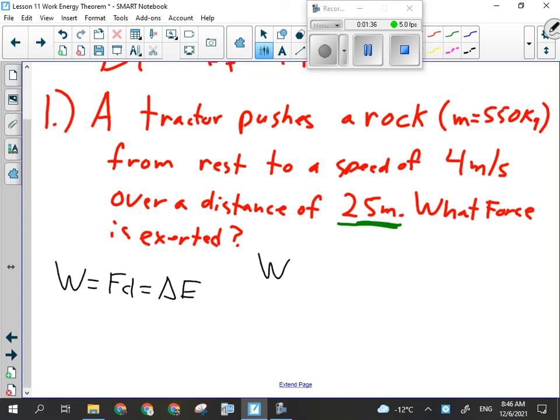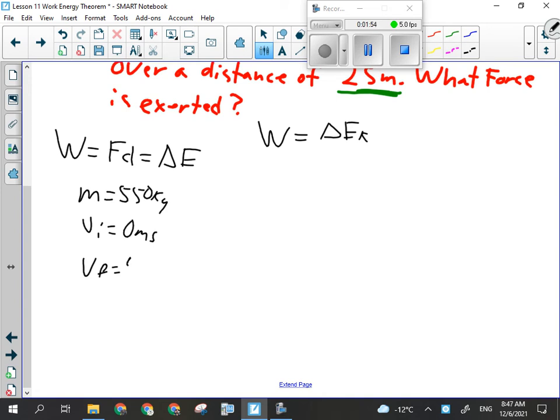So we say work is a change in, in this case, kinetic energy. Right? Our givens here are the mass of the rock, 550 kilograms. Okay? The initial speed, 0 meters per second. Okay? The final speed, 4 meters per second. And the distance over which the tractor pushes the rock is 25 meters. Okay, now that I've got my givens and I know what type of energy is changing, I look at my givens and figure out, all right, what do I have to write down as formulas?